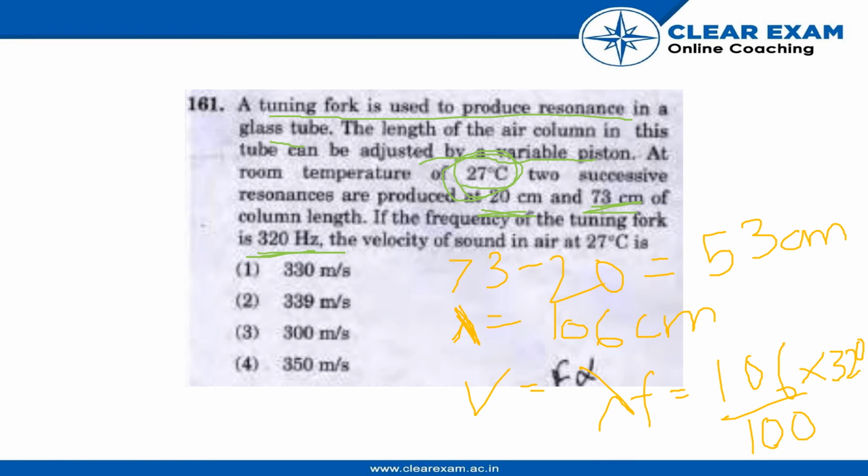So from all this we get our value, that is V equals to 339 meter per second. That's option 2.